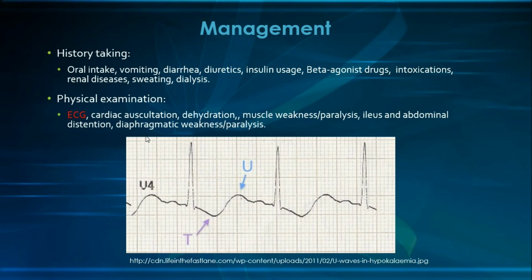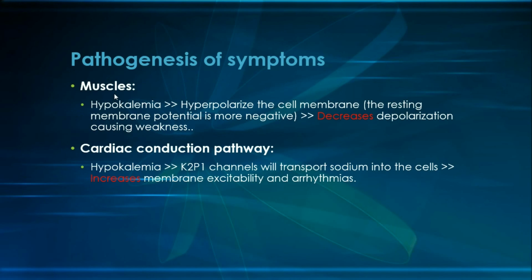So what is the exact mechanism of an arrhythmia in hypokalemia? Let's quickly review the pathogenesis of what really happens in hypokalemia. In short, what happens in the muscles is that when you have hypokalemia, the potassium outside the cells will be low, and therefore when depolarization happens, you will have lots of potassium leaving the cells to the outside because of a higher electrical gradient difference.